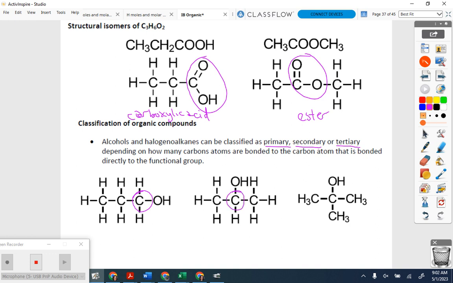In each case, I'm circling the carbon that the hydroxyl group is bonded to, okay? And you can see that this carbon has one carbon attached to it. This carbon has two carbons attached to it, and this carbon has three carbons attached to it. So this is primary, secondary, tertiary.